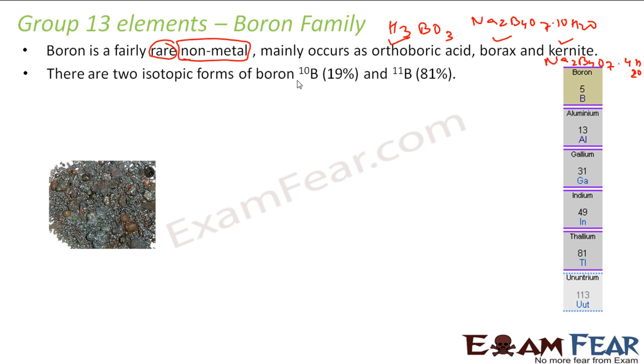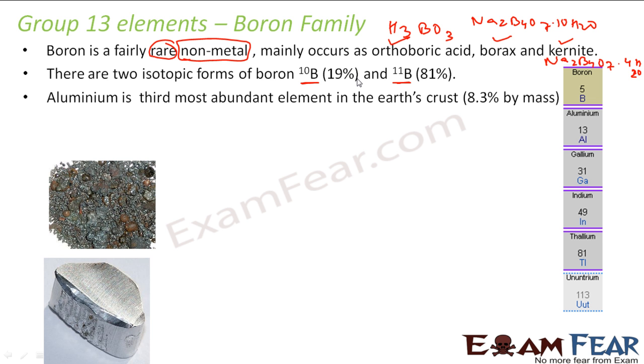And there are two isotopic forms of boron, 10B and 11B. The 11 one is 81% and the 10 is 19%. Boron is done, and the next element is aluminium.